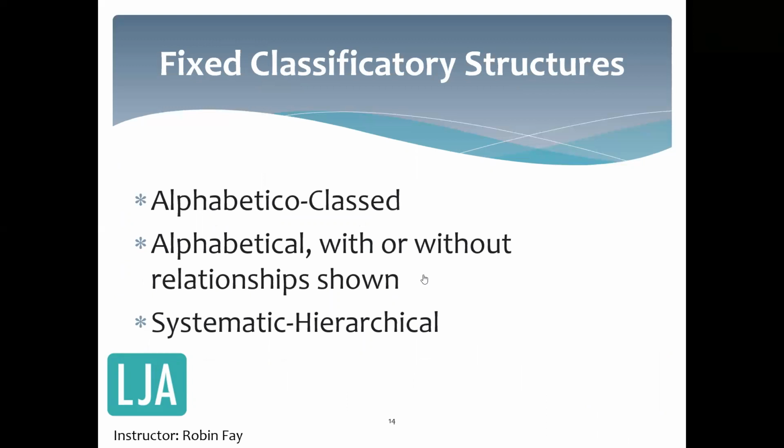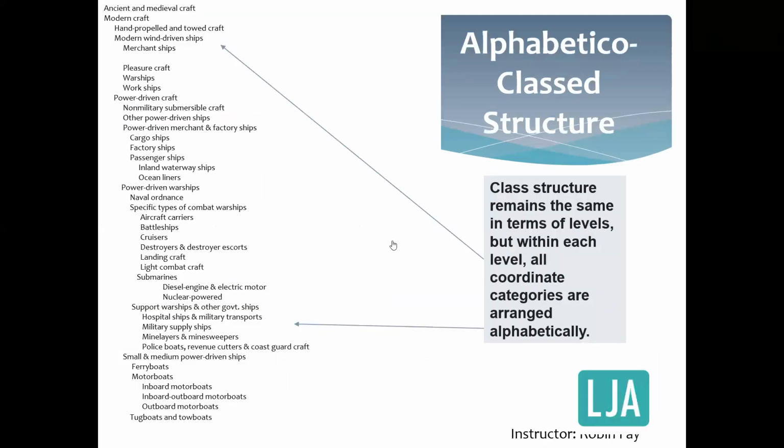So, fixed classification or classificatory structures. We've already looked at some examples of this: something that's completely alphabetical, something that is alphabetical with or without relationships shown, and then a system with a hierarchy. And of course, if you've already done your readings, looking at Dewey, it is a hierarchy. In fact, looking at the WebDewey little overview, I talked about the hierarchy. So spoiler alert, you already know it has a hierarchy. But there are other structures out there available too.